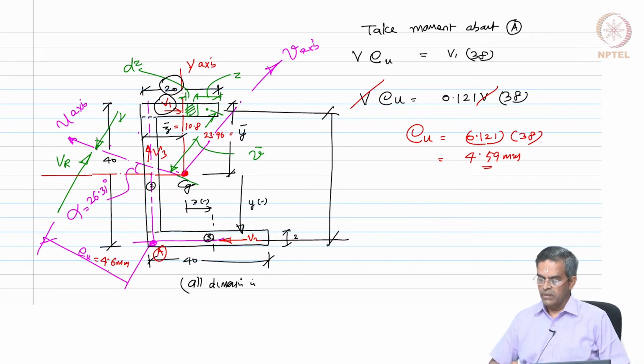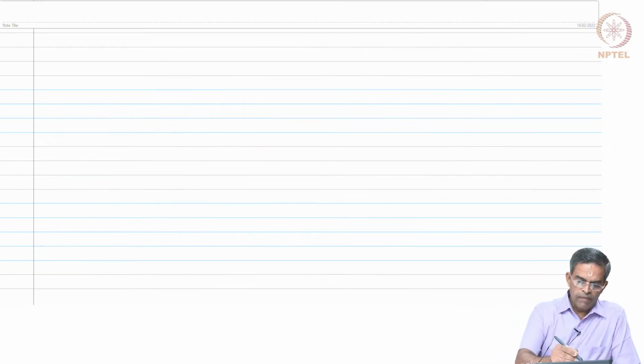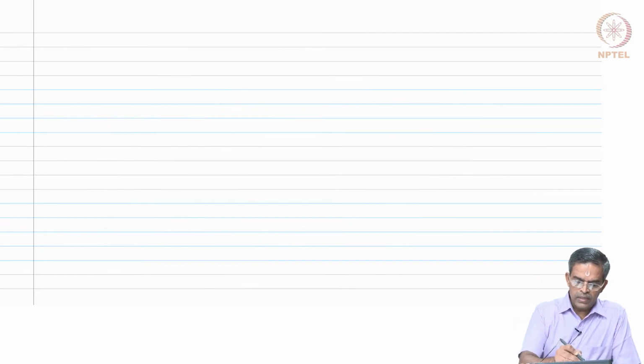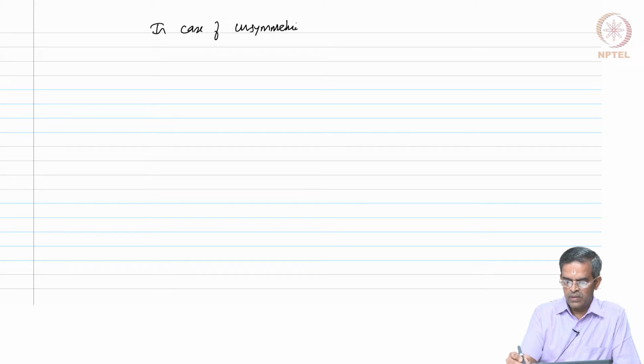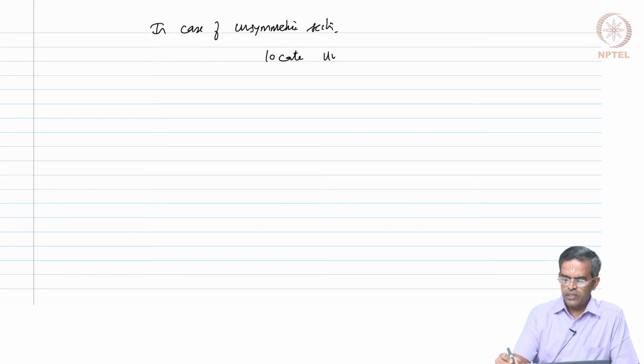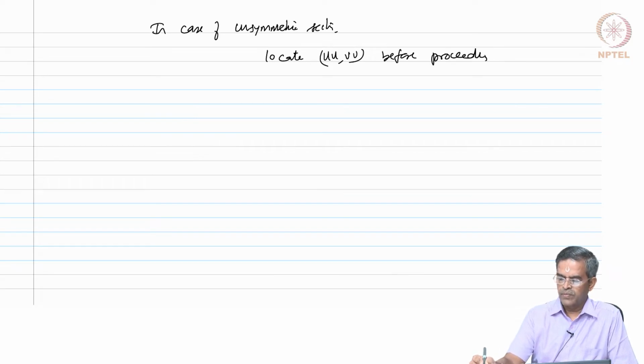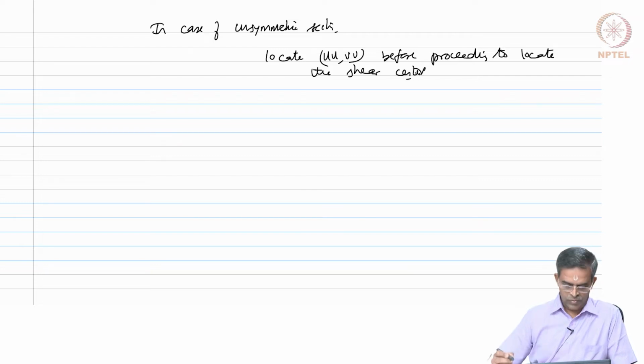Okay, that is how we can find out. So, friends, when you do a problem of unsymmetric sections, one needs to locate the principal axis before proceeding to locate the shear center. That is a very important point which we must remember. Okay. We will do one more example.